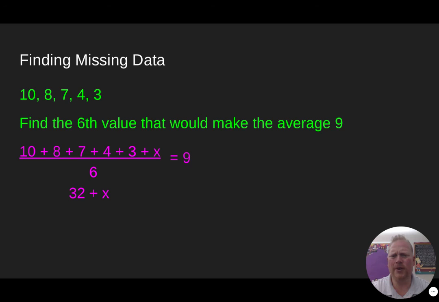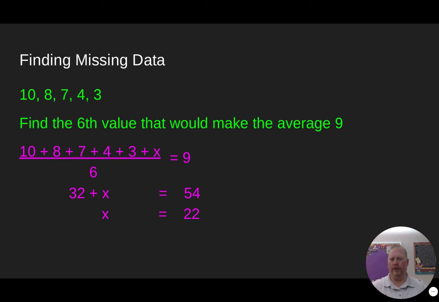While I'm at it, I can go ahead and multiply that 6 to the other side and make that equal 54. It doesn't really matter which thing you do first, whether you add up those numbers first or multiply by 6 first, or you can do them at the same time. Now that I've got that, I've got a very easy equation. All I need to do now is subtract 32, and there we go. My 6th value would have to be 22 in order to make the average 9. That makes sense because of all these numbers, 10 is the only one above the average. Everything else is below, so I'm going to need a much bigger number to get all those other numbers up to average.